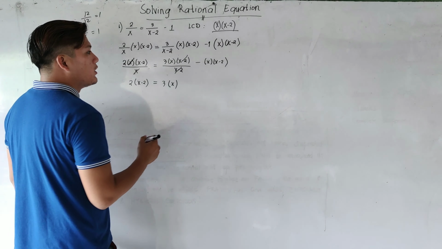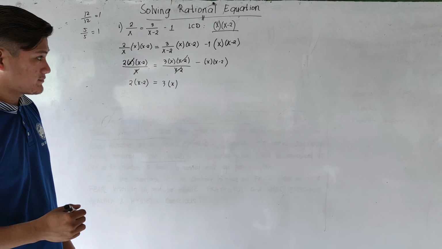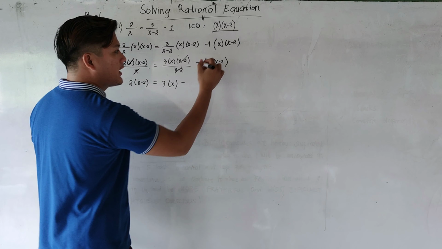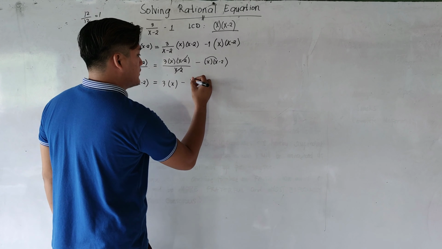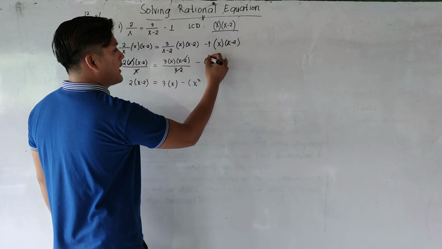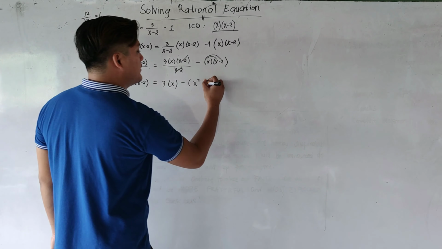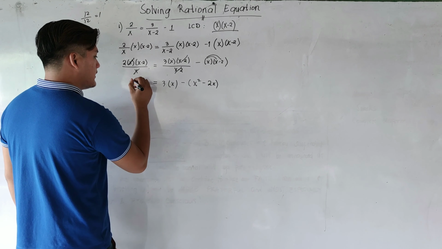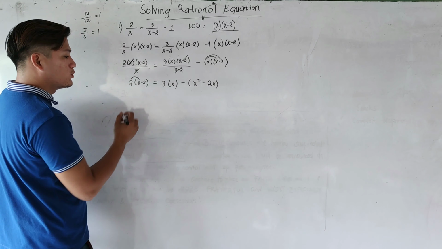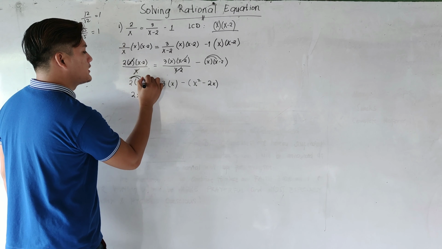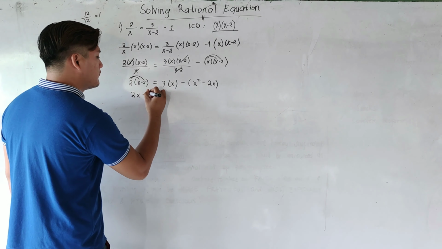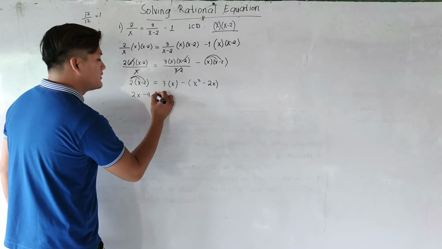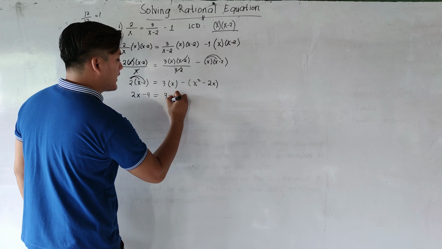The other part, we will distribute, we will multiply it. So copy the negative sign, distribute x times x, we have x squared, and x times negative 2, we have negative 2x. Then simplify. Distribute 2. So 2 times x, we have 2x. 2 times negative 2 is equal to negative 4, because positive times negative is equal to negative. Then 3 times x is 3x.